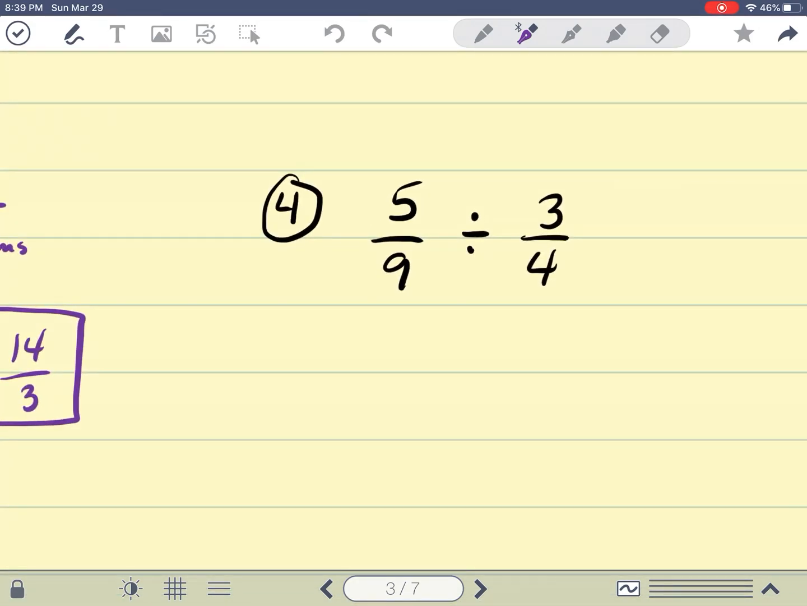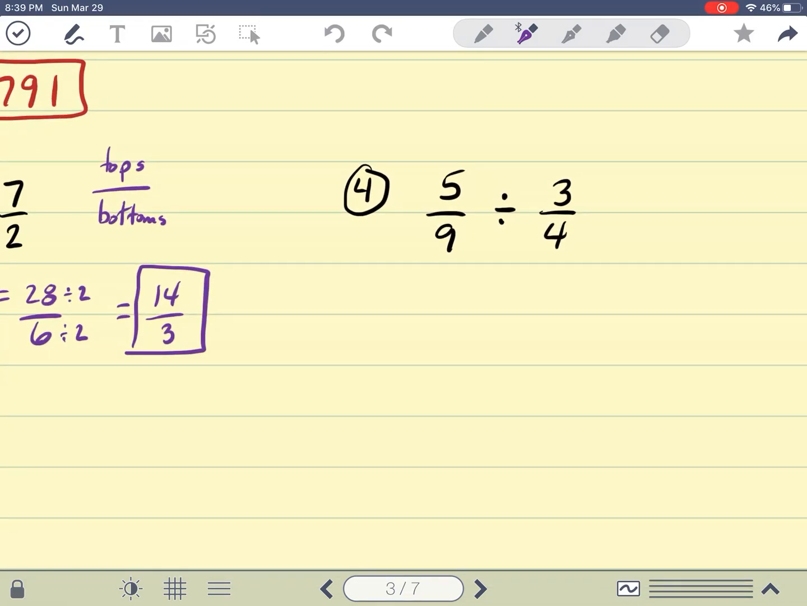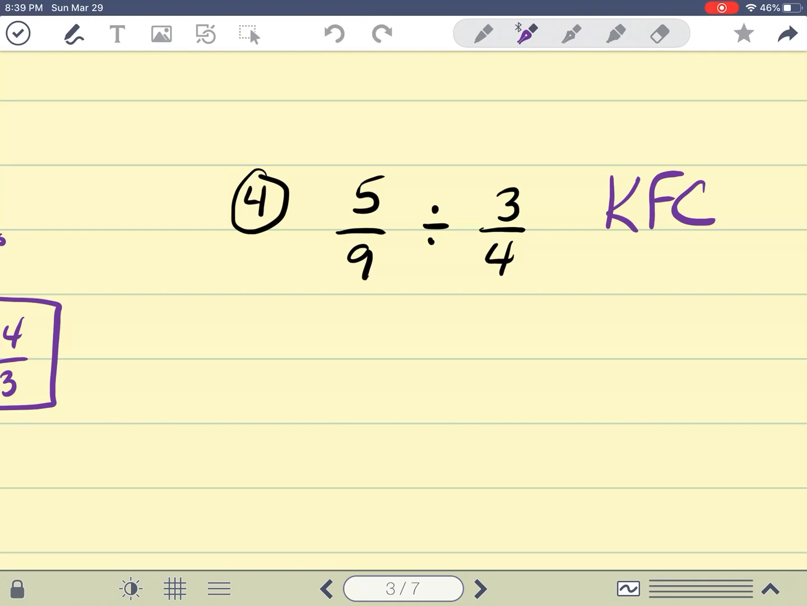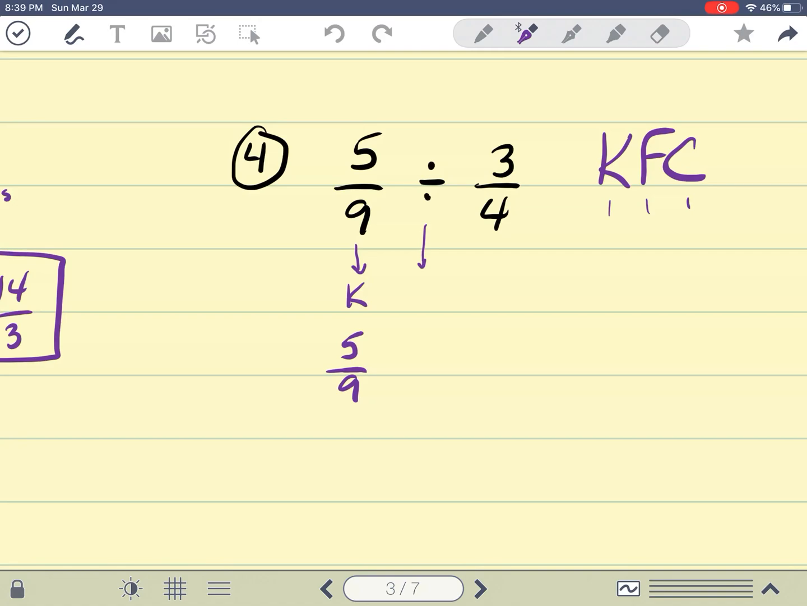All right, last one I'm going to show you today. Okay, it's going to be a division problem. Who remembers how to divide fractions? KFC. I heard a couple of you say it. Please raise your hand, but I appreciate that. Okay, KFC. Okay, that's going to be keep, flip, and change. So what we do is this is going to be the keep. So we'll keep 5 over 9.